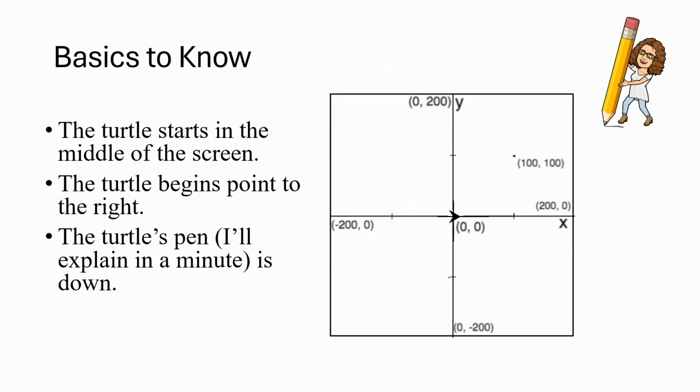Basics to know. The turtle will start in the middle of our screen. He's going to begin pointing to the right, and his pen, which I'll explain, is down. His little world, the world of our turtle, is going to be a 200 by 200 grid. So he starts in the middle, we said. He starts at 0, 0. So right here is where my turtle is. And he can go 200 to the right, up, down, all of that. So think of it almost like a coordinate plane in math. But he always starts at the point 0, 0 in the middle of the screen. And notice he is pointing to the right.